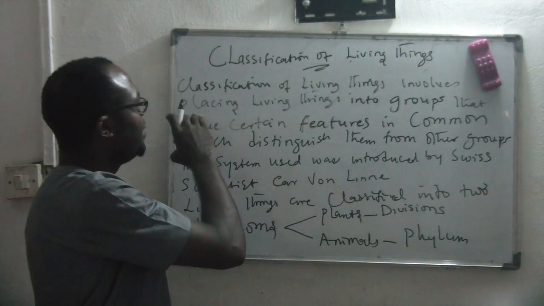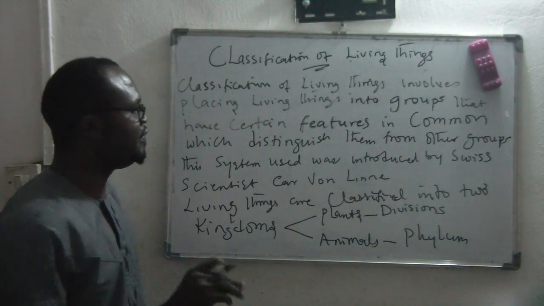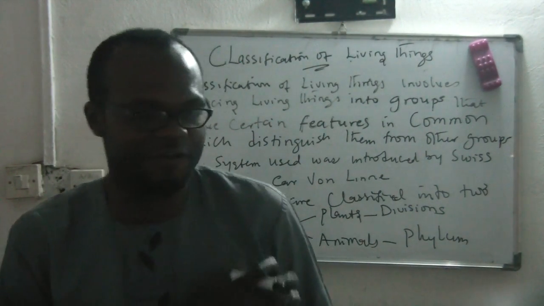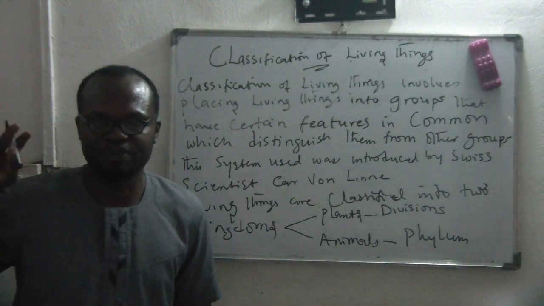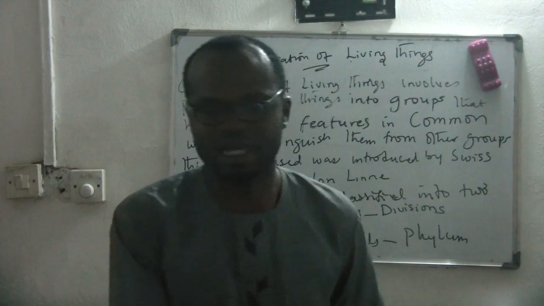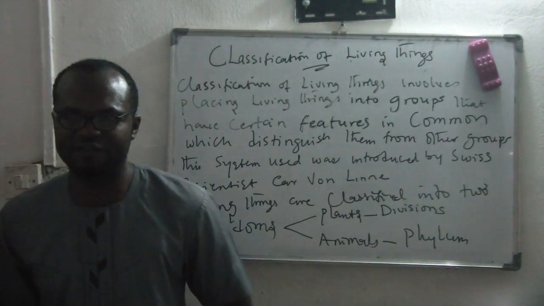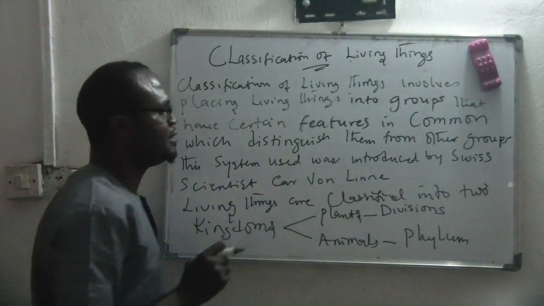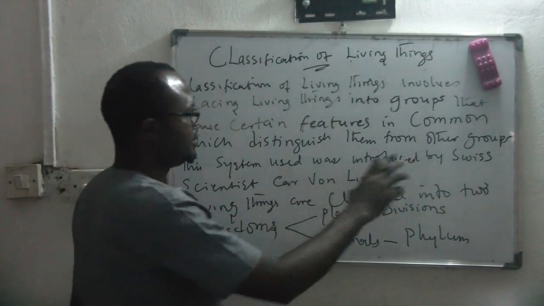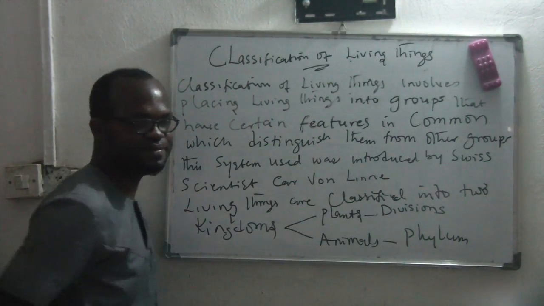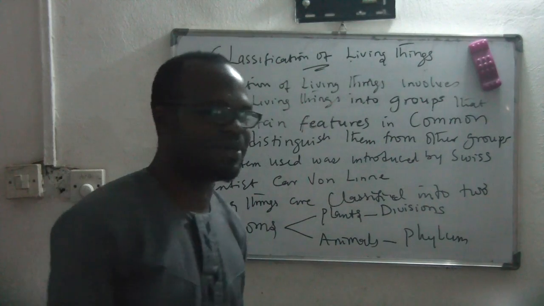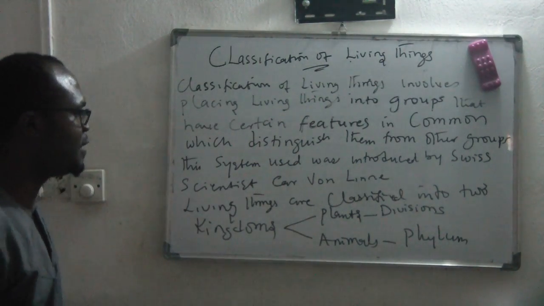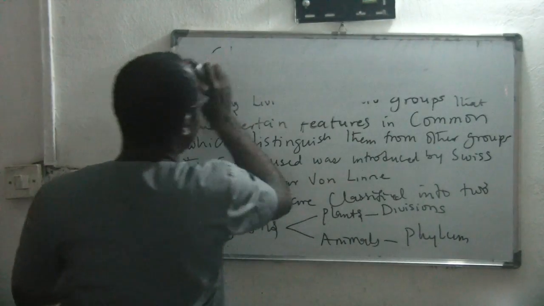Classification of living things involves placing living things into groups that have certain features in common. Most of the birds have feathers and they fly, so you place all of them in one group. Fishes normally swim inside water. There are different kinds of fishes, and you classify them in one group. The method used is the one introduced by a Swiss scientist known as Carl von Linné. You start by classifying living things into two major kingdoms: plants and animals.